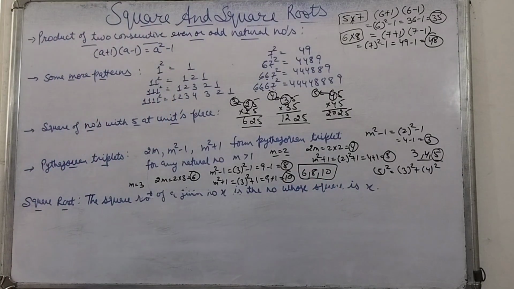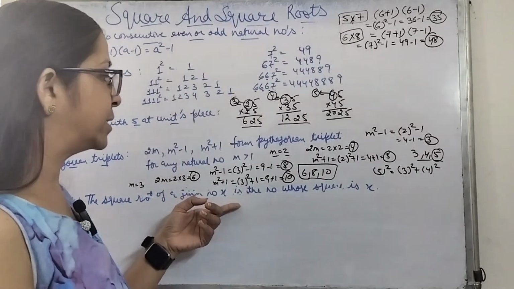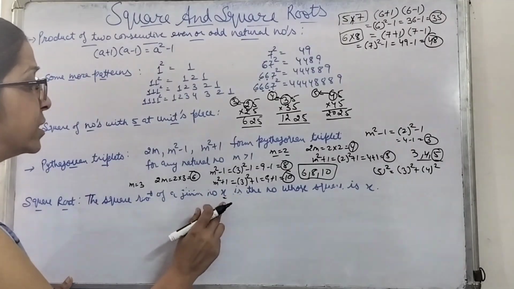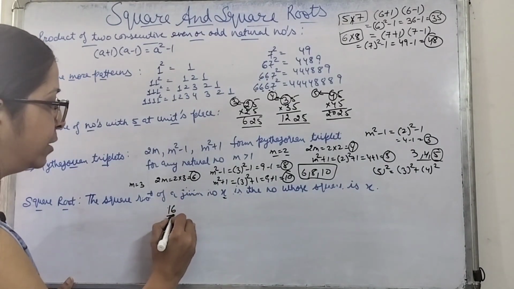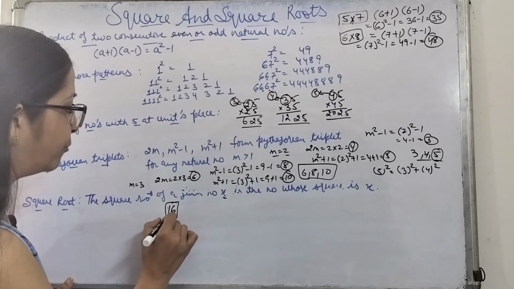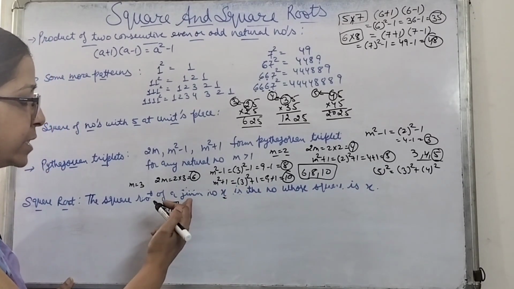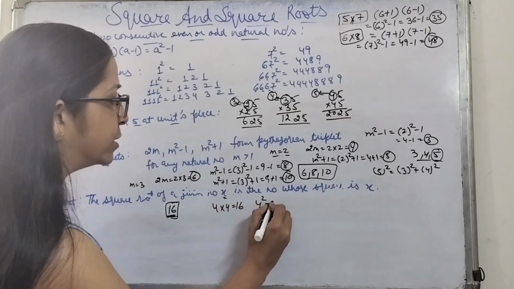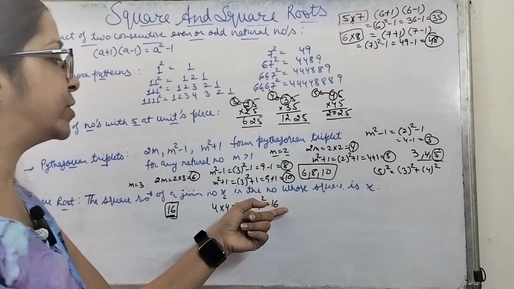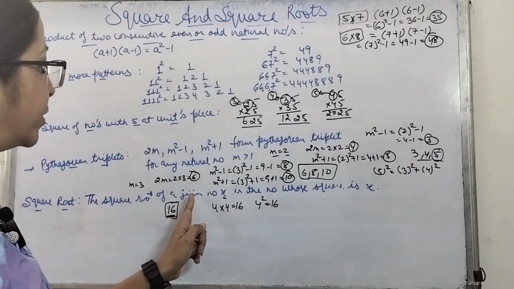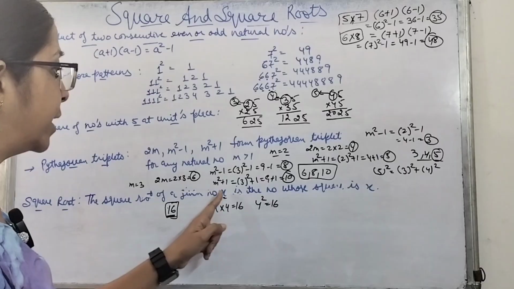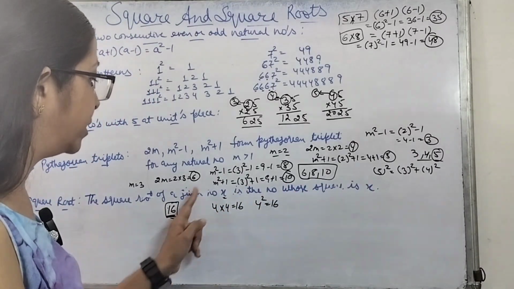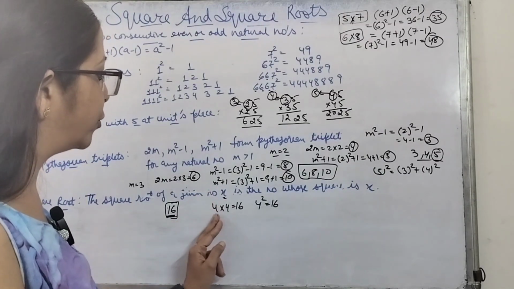Now let's see what a square root is. The square root of a given number x is the number whose square is x. Suppose we have to find the square root of 16. What is the number by which we multiply the same number to get 16? We know that 4 multiplied by 4 is 16, that means square of 4 is 16. That's the reason square root of 16 will be 4. So square root of 16 will be the number 4, because the square of 4 is 16.